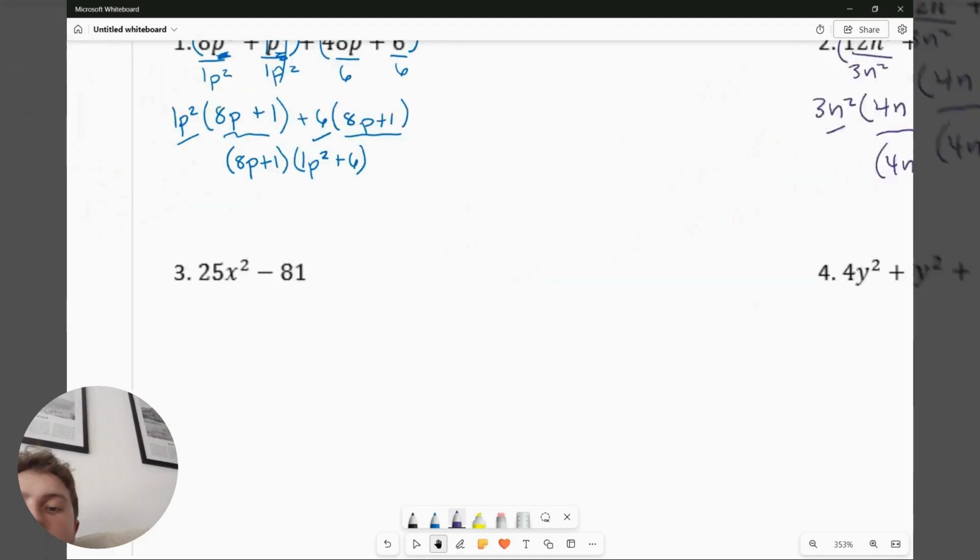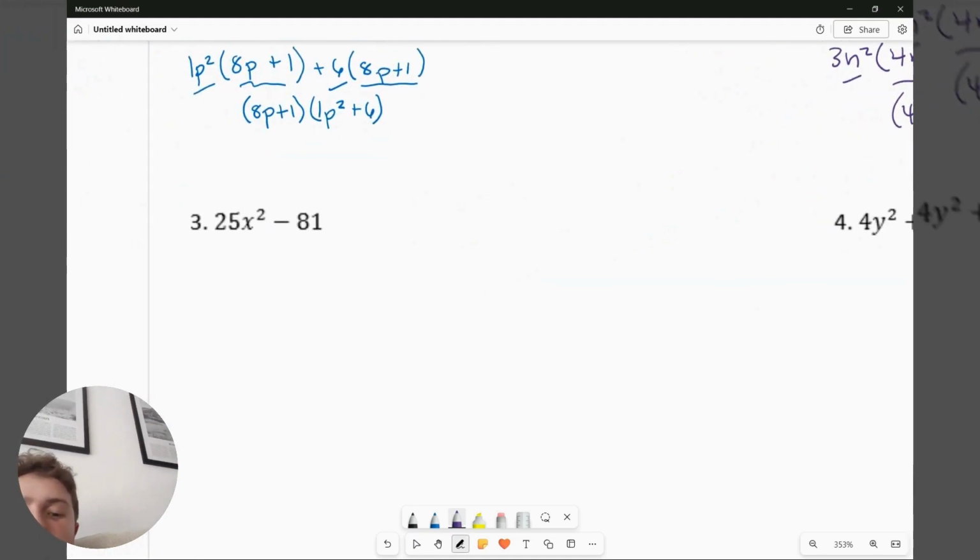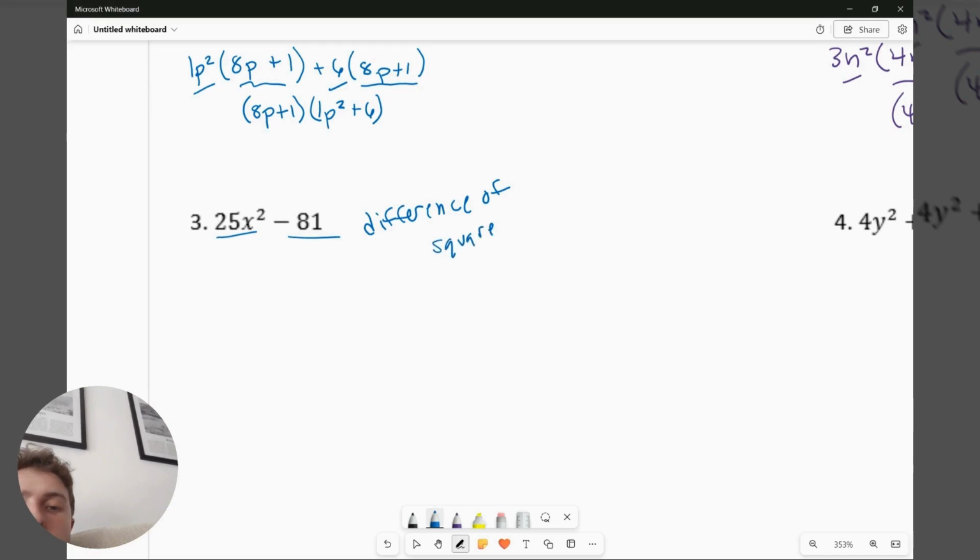Okay. 3 and 4, look at how many terms they have. On number 3, I notice there's only 2 terms. When there's 2 terms, you want to use our difference of squares. I almost said squirrels. Difference of squares formula, where you find whatever your term is, find what multiplies with itself to give you that.